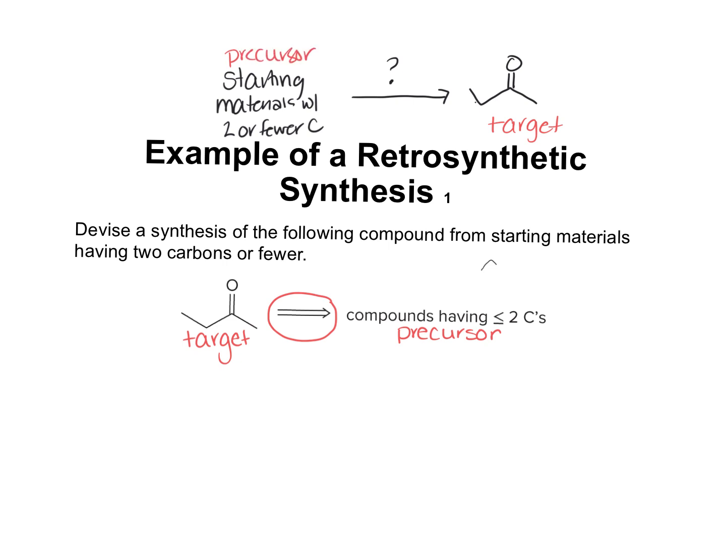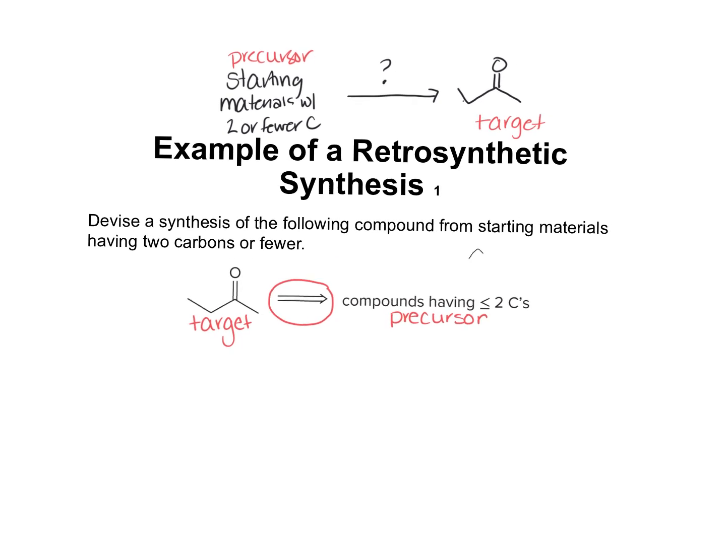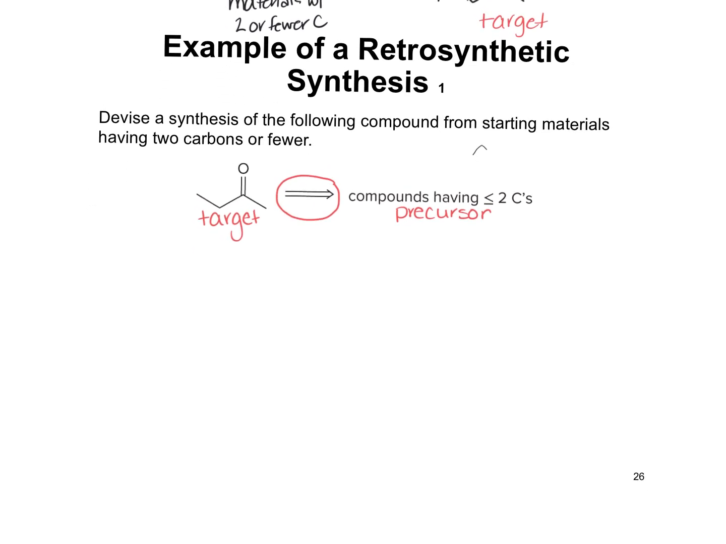So I just don't want you to get confused by the 2 arrows, but there's 2 ways this problem could be asked. So I want you to be familiar with both of those. So we need to devise a synthesis, and we are going to work backwards here. And so when we look at this, all right, this is our target.